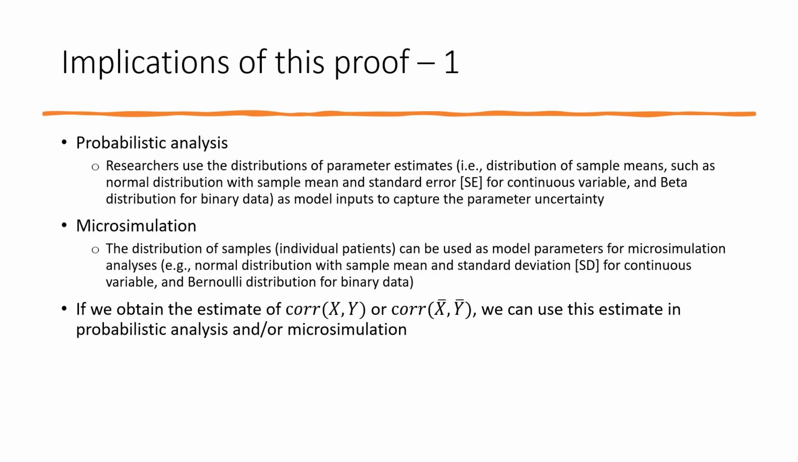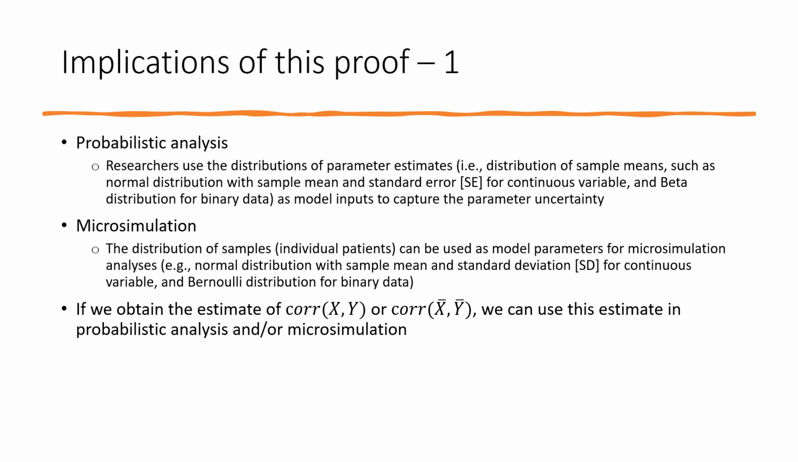In probabilistic analysis, researchers use the distributions of parameter estimates. Distribution of sample means, such as normal distribution with sample mean and standard error for continuous variable, and beta distribution for binary data, are used as model inputs to capture the parameter uncertainty. While the distribution of samples, individual patients, can be used as model parameters for microsimulation analyses, normal distribution with sample mean and standard deviation for continuous variable, and Bernoulli distribution for binary data.